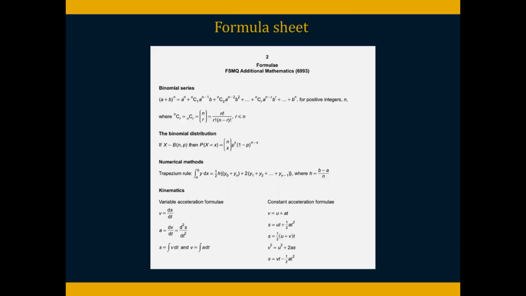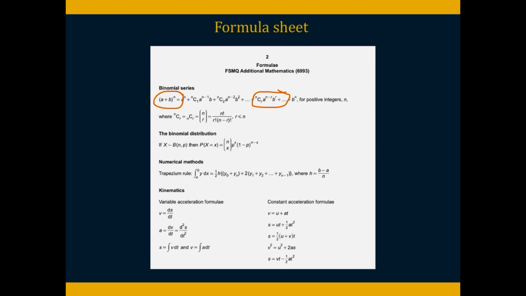So to expand the expression, we can use binomial expansion from the formula sheet. If we look at it, it shows that every single term in the expansion is of the form nCr multiplied by a^(n-r) multiplied by b^r, where (a + b)^n is what's being expanded.